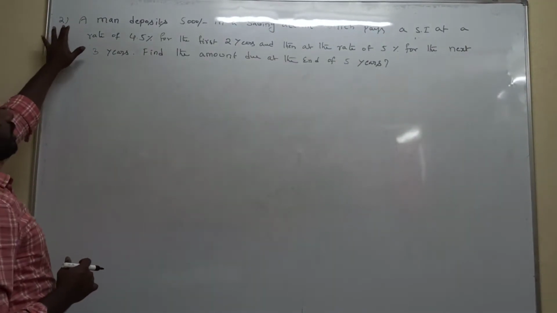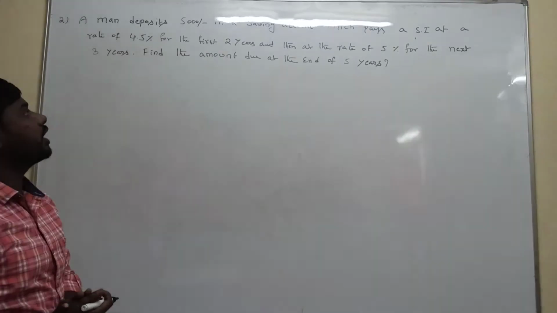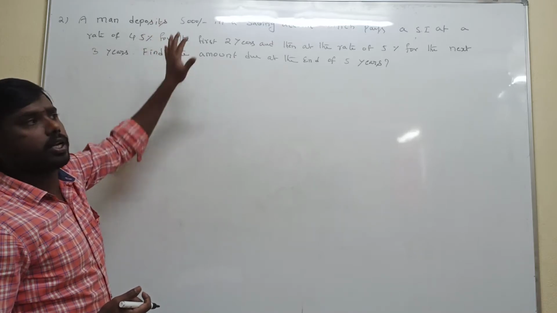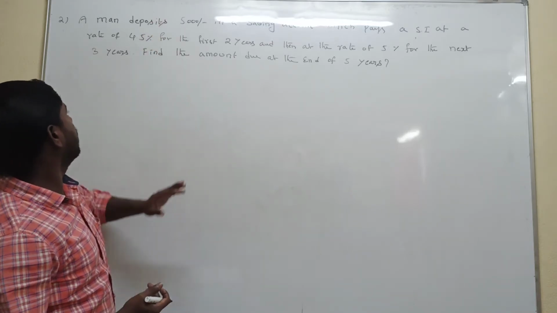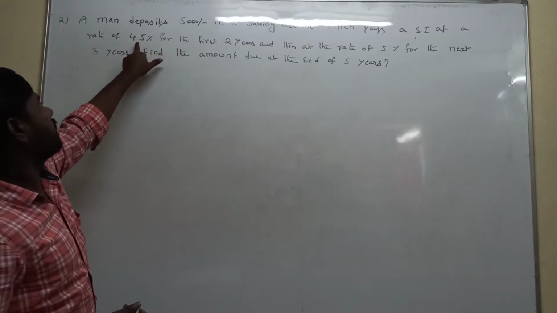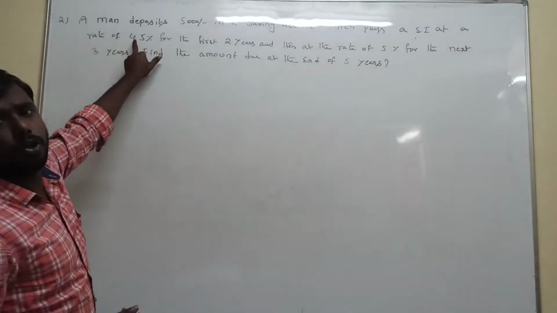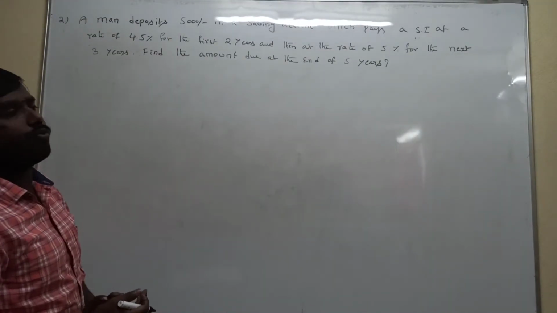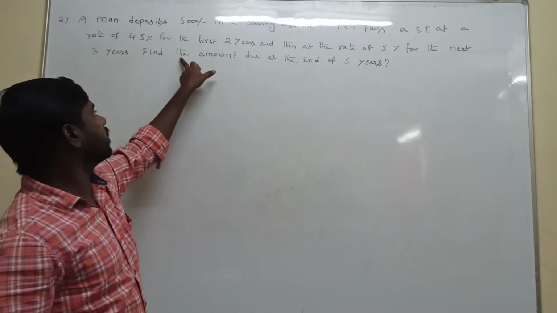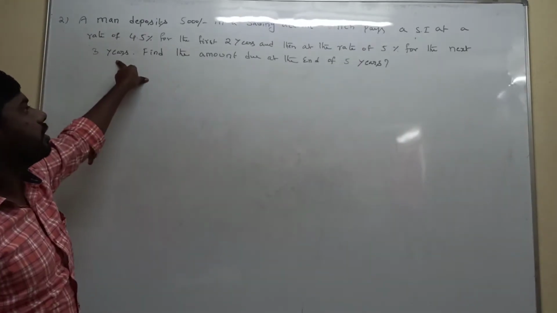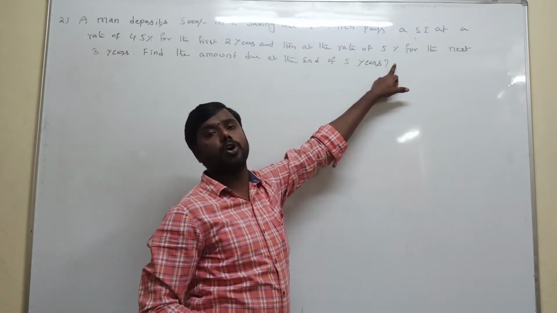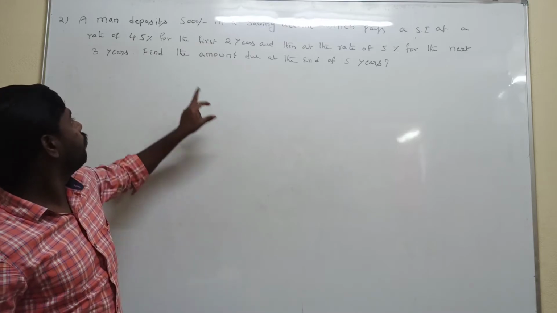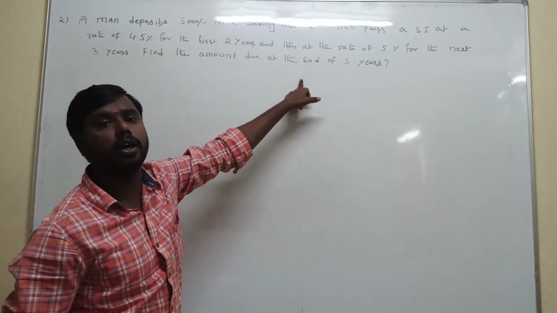Here it is given that a man deposited 5,000 in a savings account, meaning one person deposits 5,000. For the first 2 years the rate of interest is 4.5%. After that, for the next 3 years, the rate of interest is 5%. We need to find the amount due at the end of the 5 years.